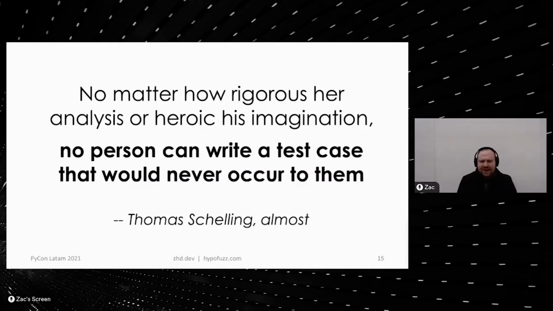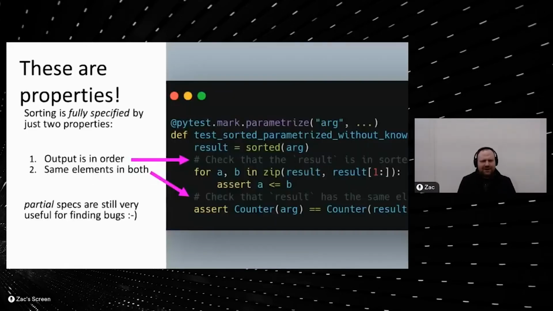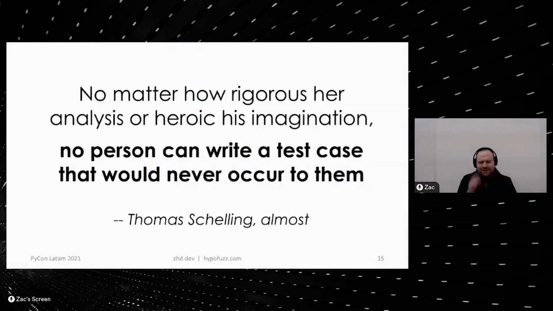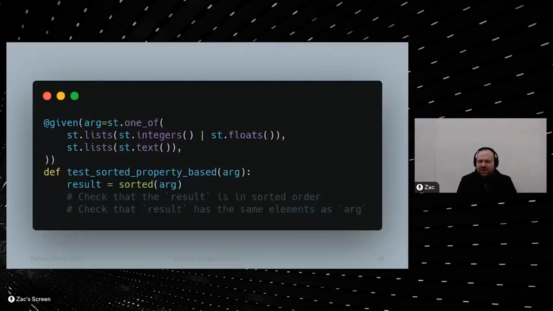The catch here is that no matter how rigorously you analyze things, or how creative your imagination is, there are some test cases that are just never going to occur to you. And so the bit we haven't automated is still here, where we have to come up with the inputs by hand. Is there some way to do that as well? Well, with apologies to Thomas Schelling, whose quote I butchered, there is. My library Hypothesis is in fact centered around a way of generating inputs which wouldn't have occurred to you.